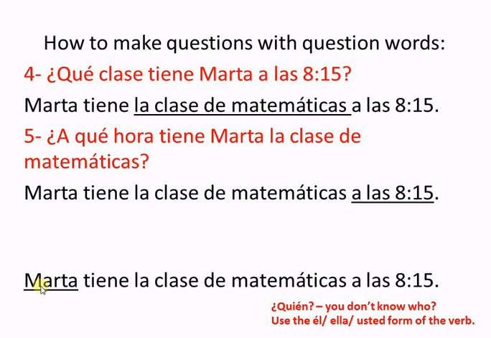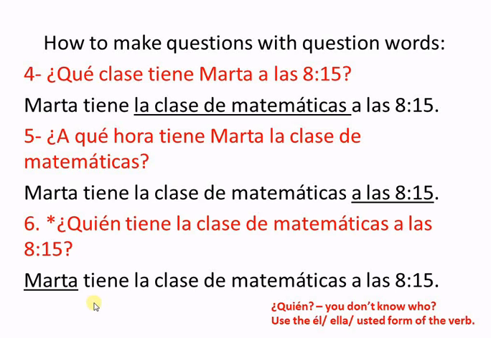Another example. Marta tiene la clase de matemáticas a las 8:15. Now, am I emphasizing what class she has? No. Am I emphasizing what time she has math class? No. Here, my emphasis is who has math class at 8:15. So you should ask me who has math class at 8:15. And because we don't have a subject, because you don't know who has, you should conjugate that verb in the third person singular, which is él, ella, usted form. So, ¿quién tiene, just like in English, who has, quién tiene la clase de matemáticas a las 8:15?